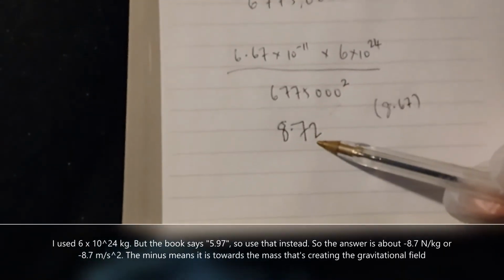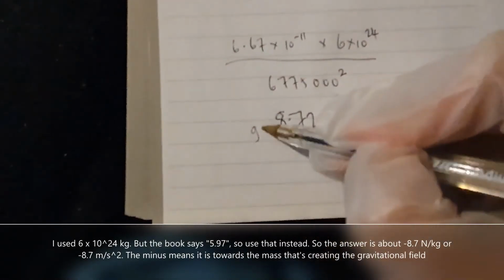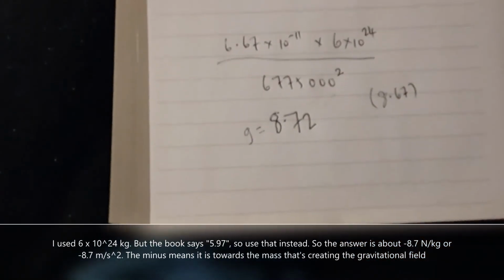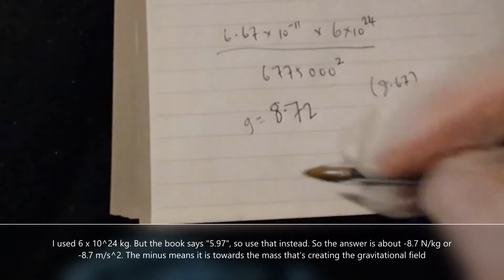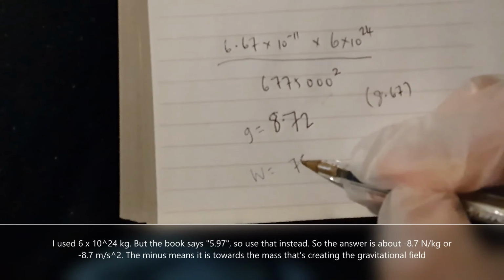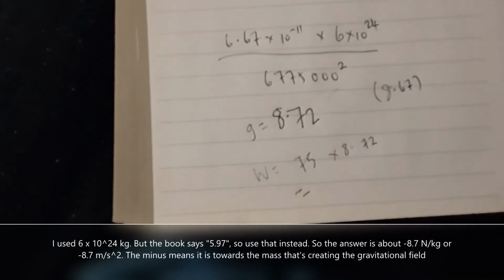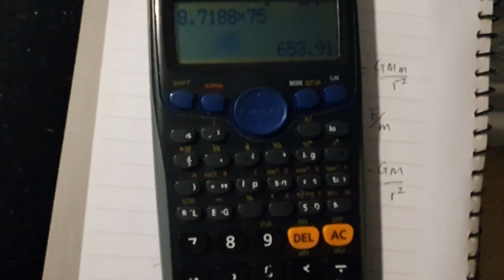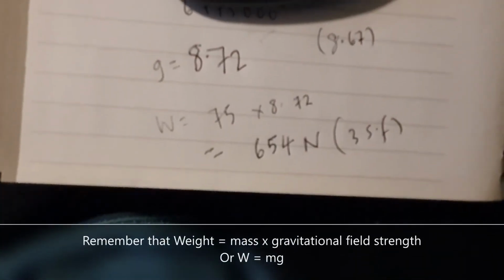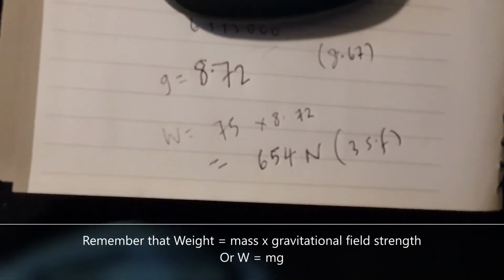Now, let's just use this one. So if we used 8.72, that is g, the gravitational field strength, not the gravitational constant. Remember the question, it says the mass was 75 kilograms. So the weight would be 75 times 8.72. And so I've used 8.7188 times 75, and I got 653.91. And so therefore I've got 654 newtons to 3 significant figures.